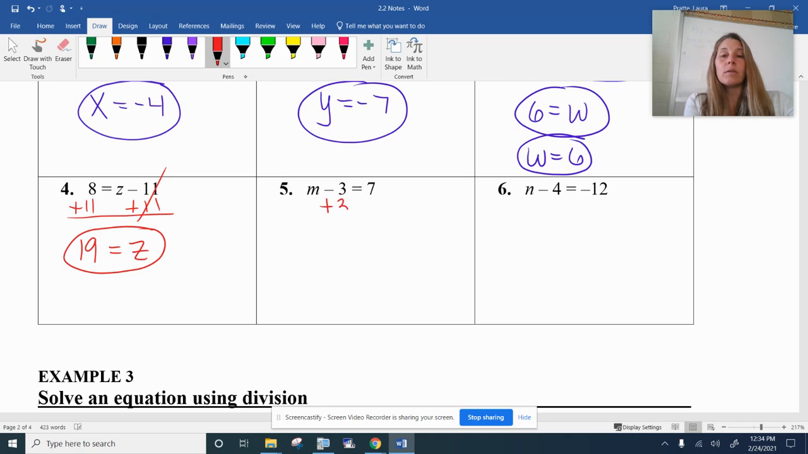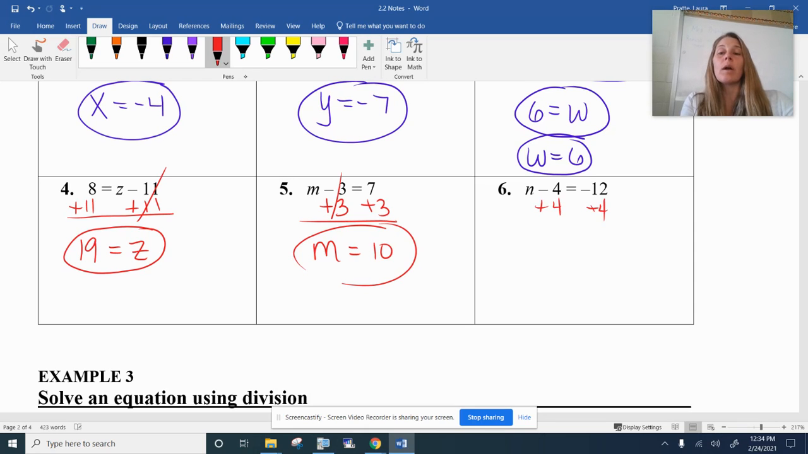Number 5, using my addition property to get the m by itself, and m equals 10. And then for number 6, using the addition property once more, negative 12 plus 4 would leave me with negative 8.